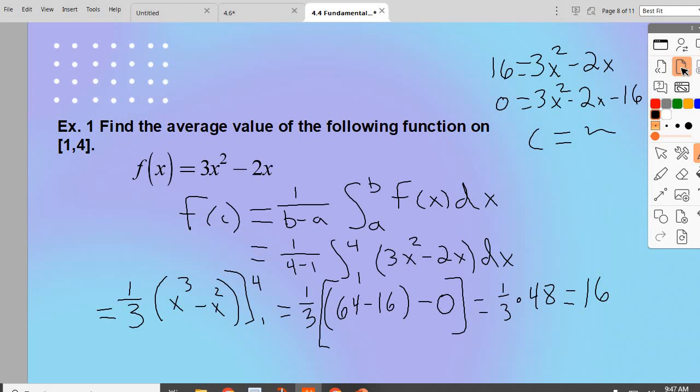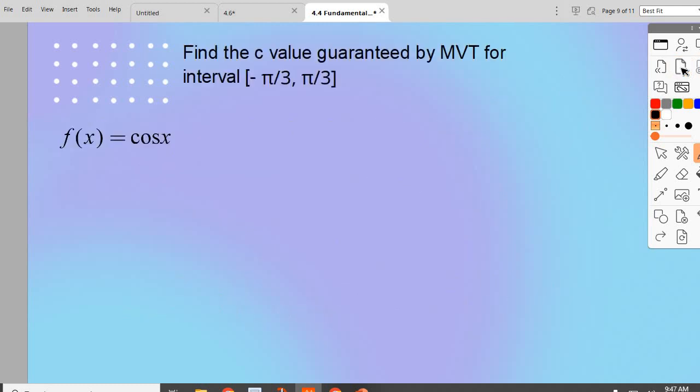So let's look at one where we are solving for our c value. This says find the c value guaranteed by MVT for the interval negative pi over 3 to pi over 3 for f of x equals cosine of x. So again, we're going to start the same way. I want to find my f of c first, and then whatever we get there, we're just going to set that equal to my original one.